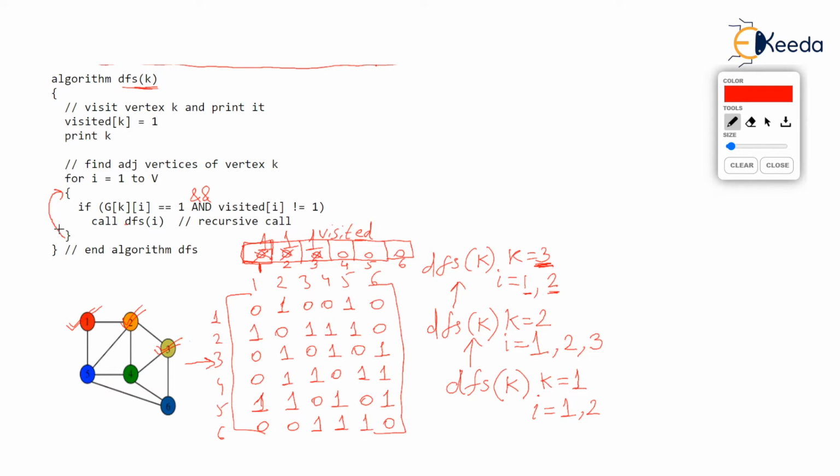So the loop repeats, making I as 3. So when I will be 3, we will ask, is 3 adjacent to 3? K adjacent to I? No, is the answer. So I will become 4. We will ask, is 3 adjacent to 4? Yes. Vertex 3, third row, and vertex 4, fourth column is 1. And you also see the second condition. Visited[4], fourth element of visited, is not marked as 1. So we decide on calling DFS(4), isn't it? DFS(I), that is DFS(4), is called.